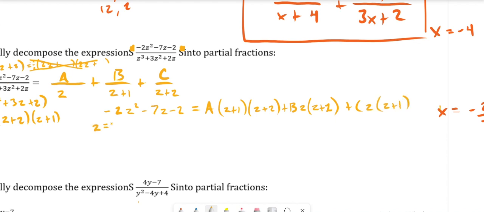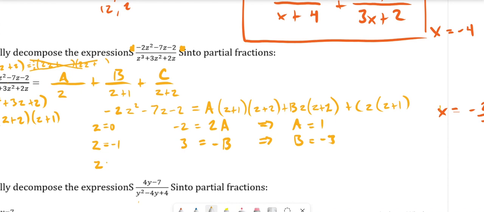If I now plug in z equals 0, I will kill everything except for the a term because these terms will both be 0. That's going to give me a minus 2 equal to 2 times a. This tells me that a is equal to minus 1. If I plug in z is equal to minus 1, over here I'm going to get 3. And over here, minus b. This tells me that b is equal to minus 3.